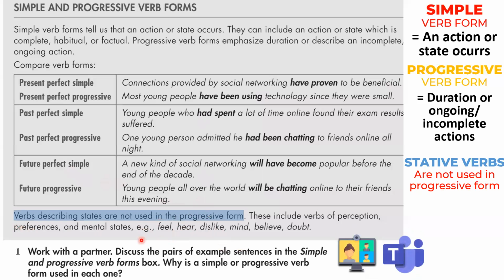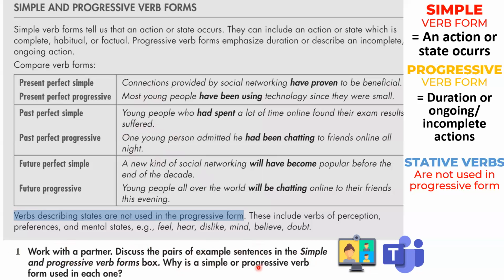Now, here in exercise number 1, you're going to call your classmates on Microsoft Teams. You're going to make a video meeting, and you're going to discuss these pairs of examples in the simple past and progressive verb forms. I already explained it to you, but you have to discuss this again.